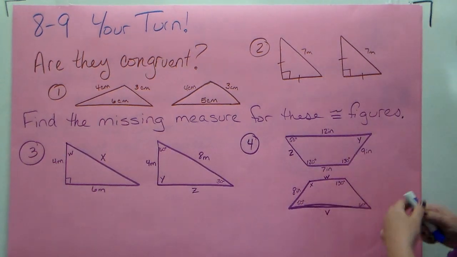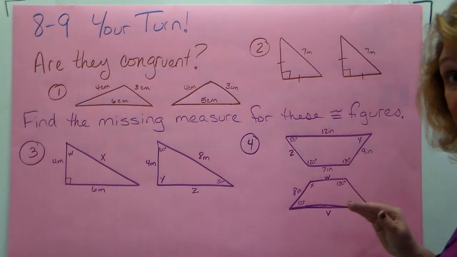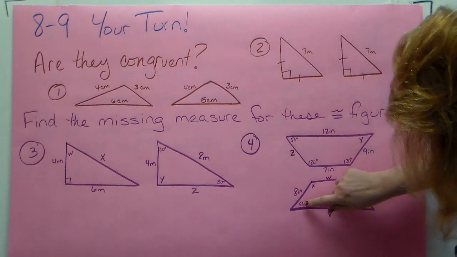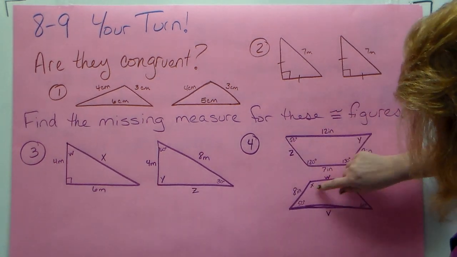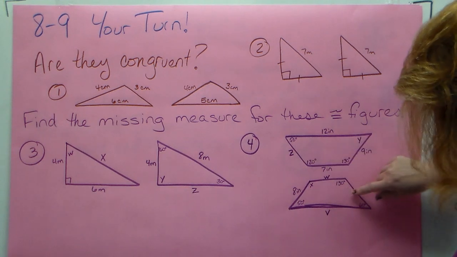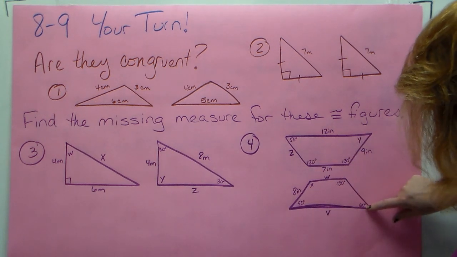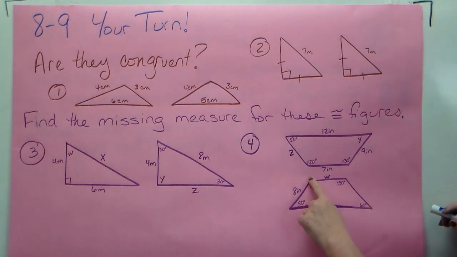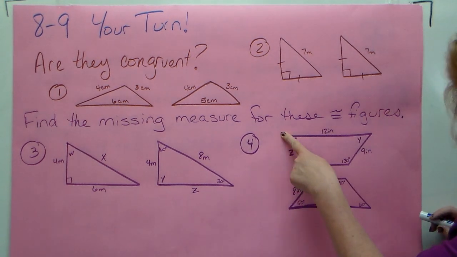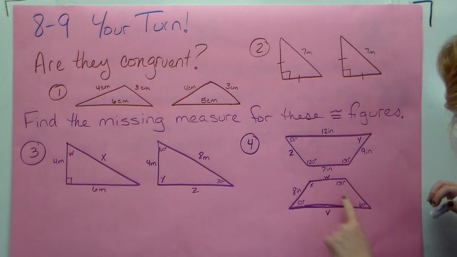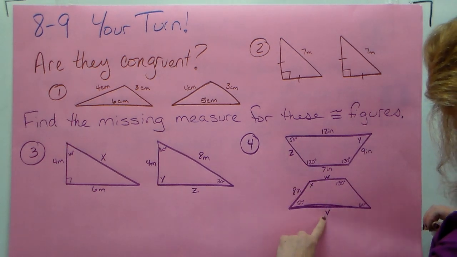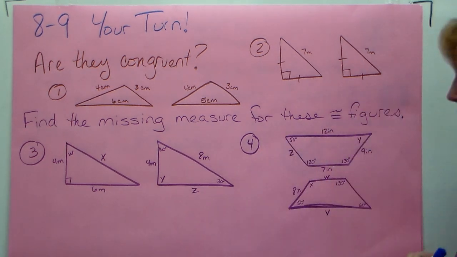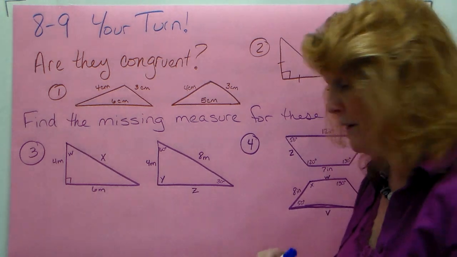Here I have 2 trapezoids, one that I flipped over, but they're still congruent. So the 50 matches up with the 50, and the X matches up with the 120, and the 130s match up, and the 60 and the Y match up. This side is 8, this side is Z. 8 and Z match. 7 and W match. V and 12 match. Okay?